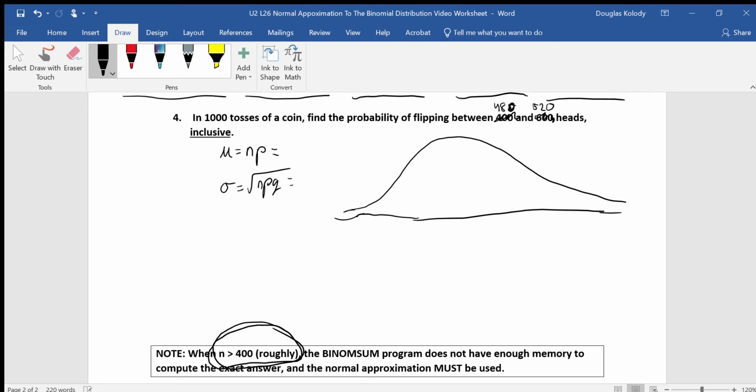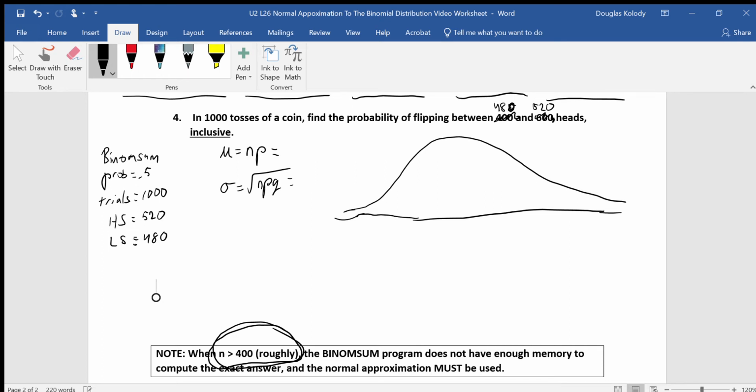All right, so your calculator would have to add up, actually, let's do that right now. Let's run the binosum program. So probability of flipping heads is 0.5. Trials, type this in, is 1,000. The high successes, well, it says between 480 and 520, so 520 would be the high successes. The low successes would be 480.